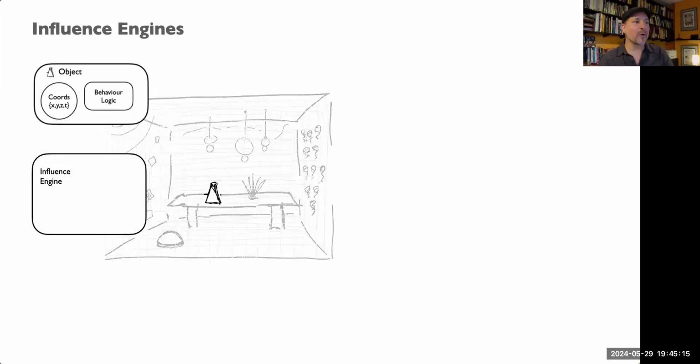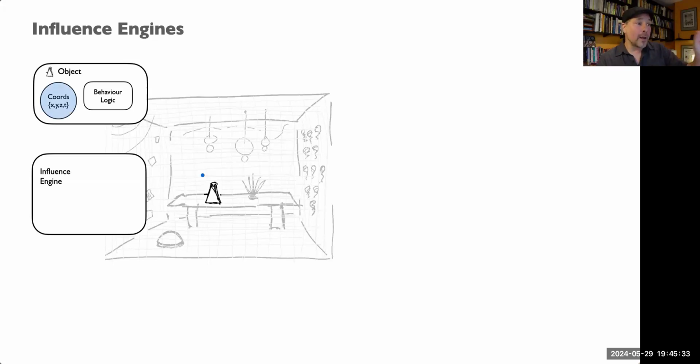In a room with a whole bunch of physical digital objects, each one of them will know about the influence engines that are acting in that room. Each one of them within its code will have behavior logic of how it responds, and it knows its own coordinates in X, Y, Z, and in time.